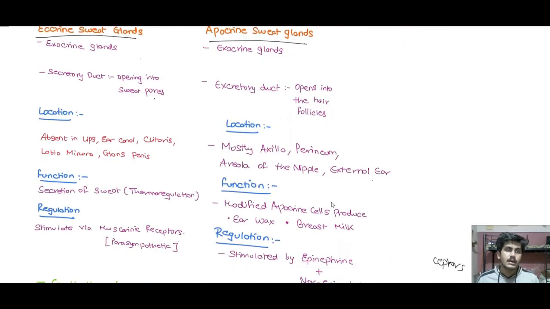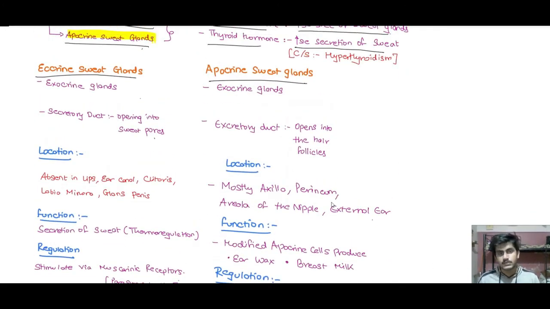So moving ahead, as we know that both are the types of the exocrine glands. इसमें जो excretory duct है ये ओपन करता है in the sweat pores, whereas जो apocrine sweat gland है इसका excretory duct है वो ओपन करता है in the hair follicle as we have seen previously in the diagram. So ये जो eccrine sweat glands है, these are present almost everywhere in our body but are absent in the region of lips, ear canal, the clitoris, the labia minora, glans penis.